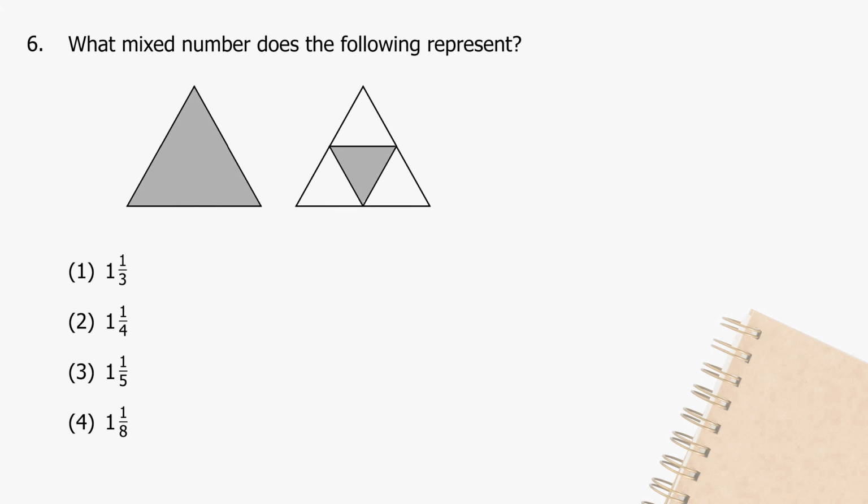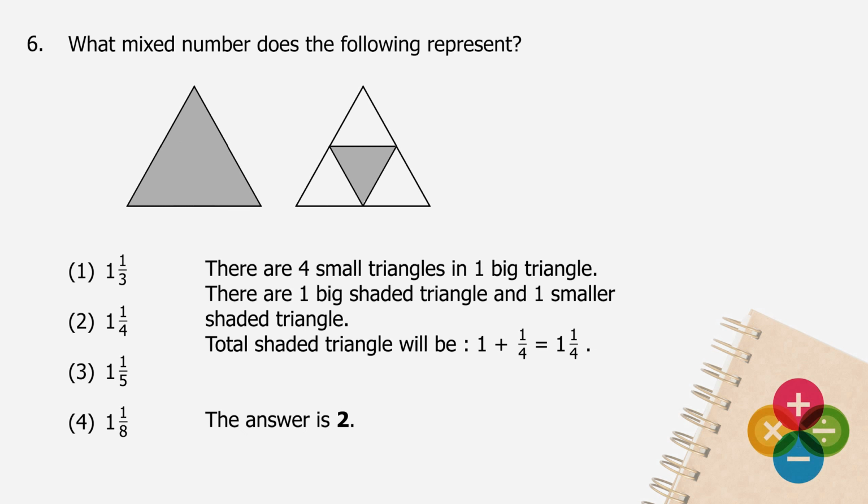Question 6. What mixed number does the following represent? There are 4 small triangles in one big triangle. There is 1 big shaded triangle and 1 smaller shaded triangle. The total shaded triangles will be add 1 to 1/4, and the sum is 1 and 1/4. The answer is 2.